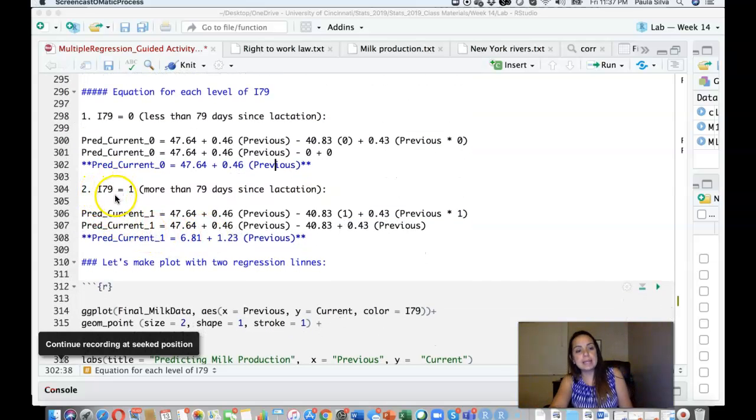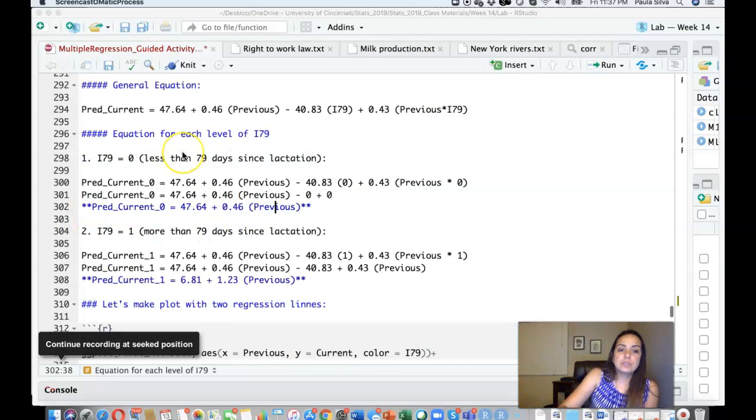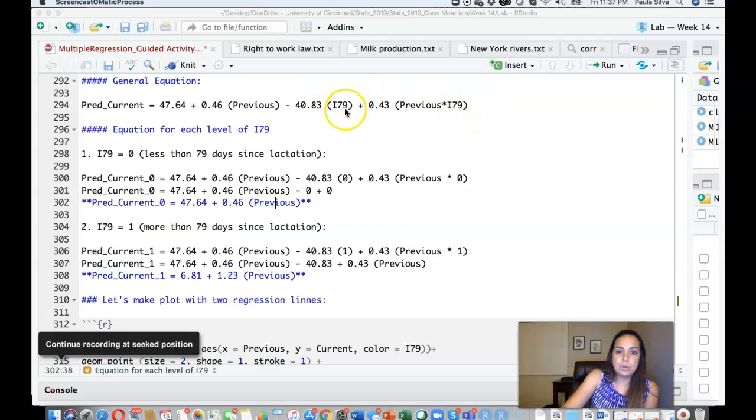Now for I-79 equals 1. Now we're talking about cows that have been lactating for longer. I'm using the same equation, okay? But now I'm plugging in 1 here and here. Now, 40.83 times 1 is 40.83. 0.43 times previous times 1, whatever previous production is, will be here. So here is what we have. Now let's simplify that. We'll subtract this number from this number here, and that's the intercept.